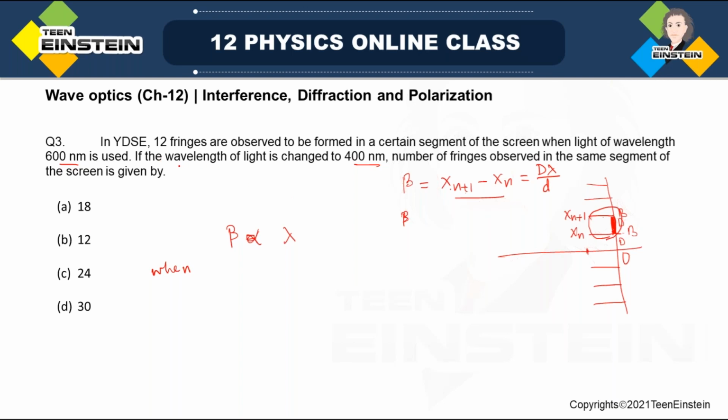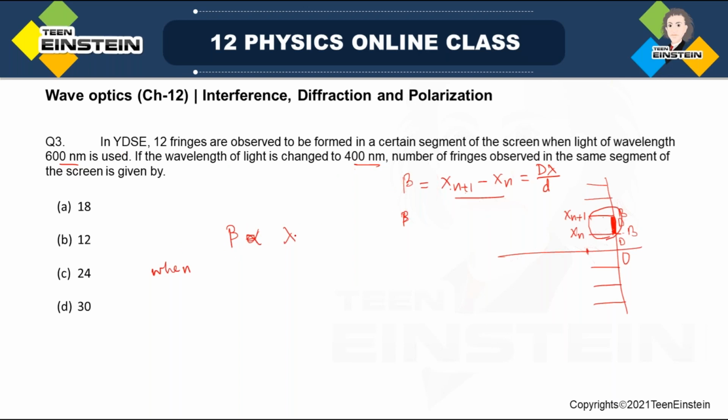So here the wavelength has been decreased. Earlier, with 600 nanometer wavelength in Young's double slit experiment, in a particular region 12 fringes were formed. Now the wavelength has been decreased. In the same segment, how many fringes will be formed? This is the question.